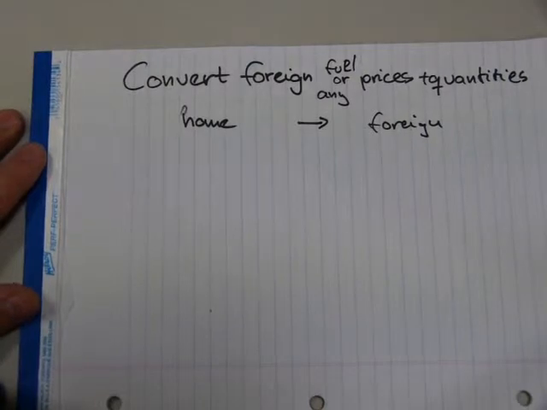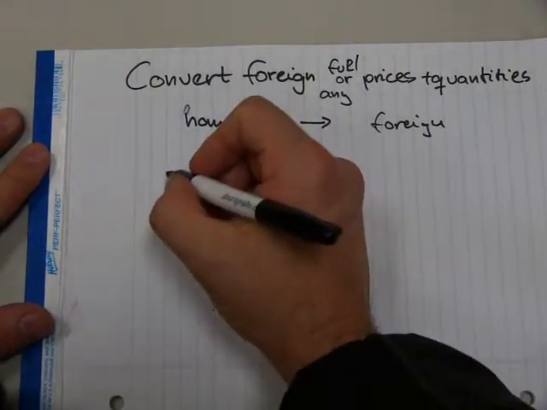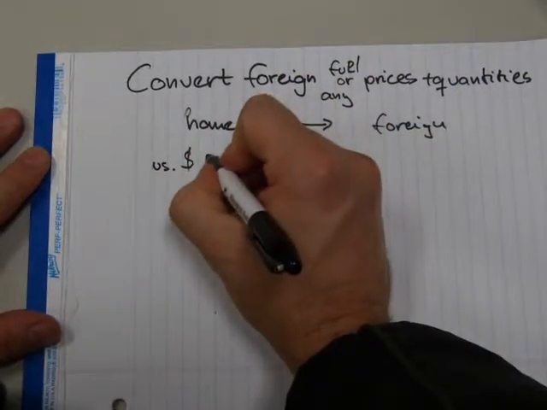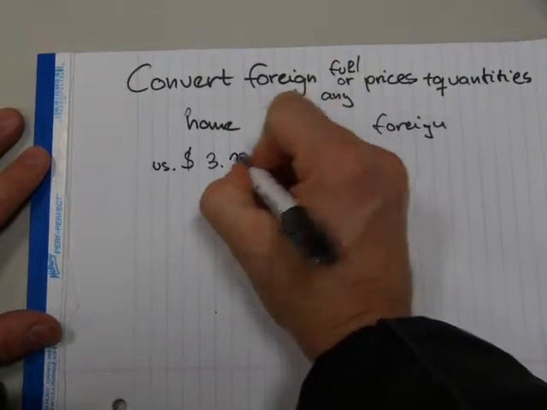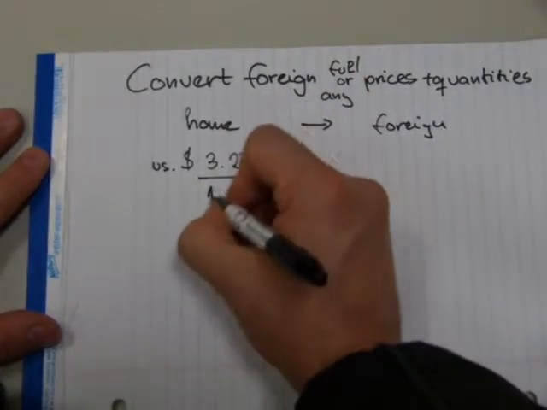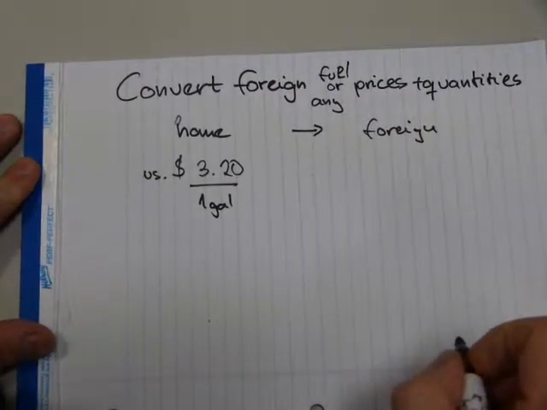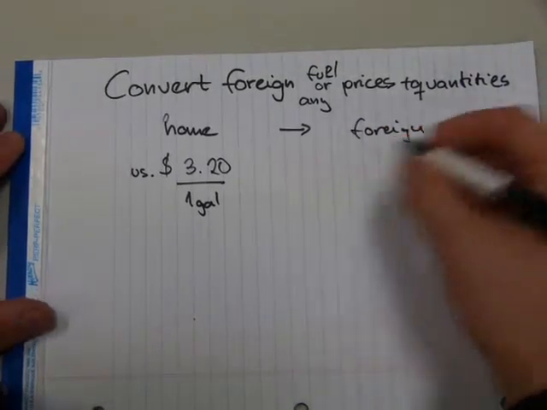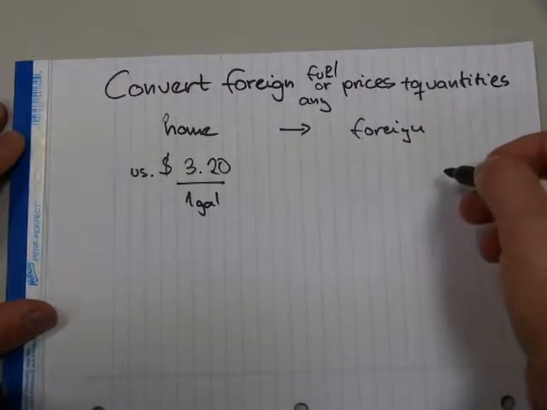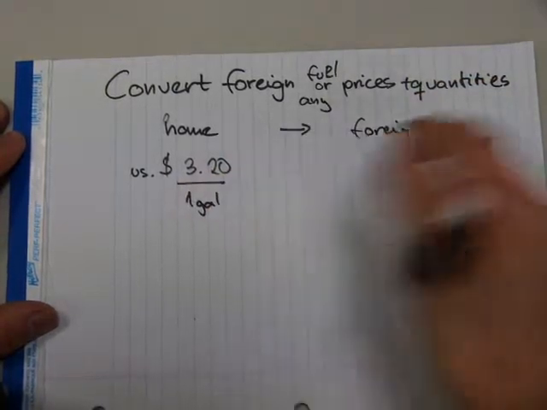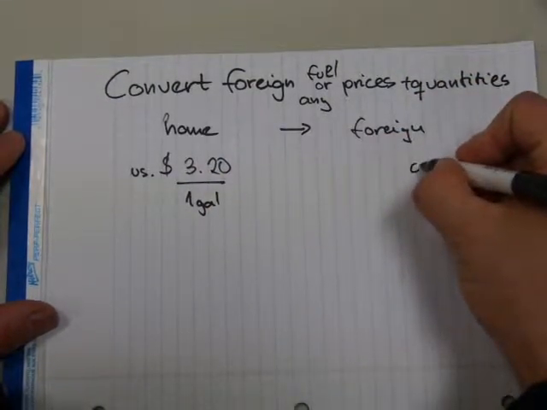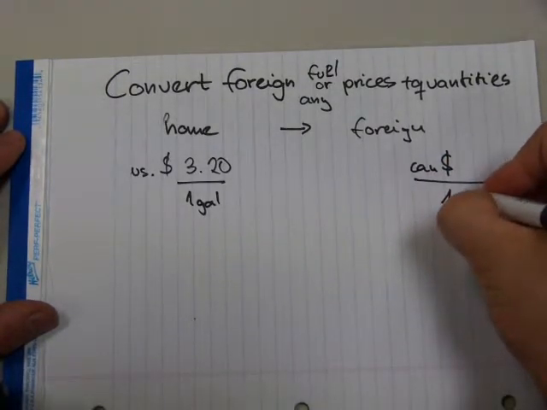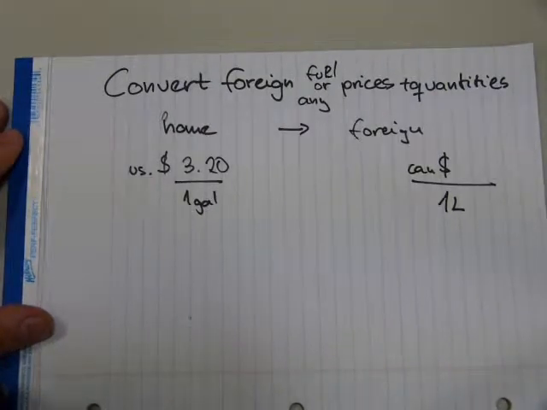For example, let's get started from the US. In the US, in terms of dollars, say gas costs $3.20 for every gallon. And I wrote it up in a fraction format purposefully. We're going to use it as is, and to convert it to a foreign amount, we want to see what this equals in terms of, say, Canadian dollars, as they relate to 1 liter of gas.